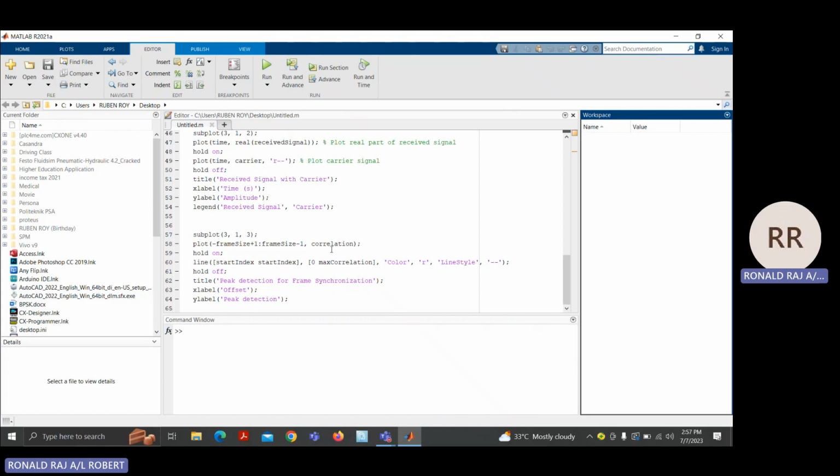A vertical red dashed line is drawn at the frame start index to indicate the detected synchronization point. The code provides a complete implementation of the BPSK signal transmission, reception, and frame synchronization using peak detection and cross correlation, and the visual analysis of the signal is also included.